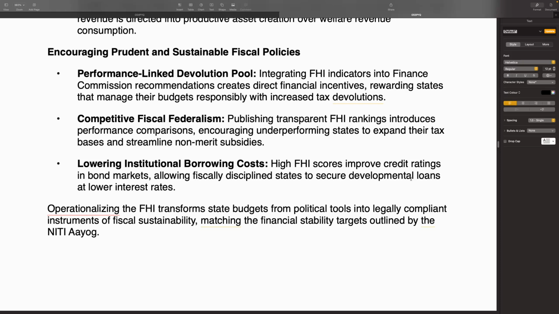Lowering institutional borrowing costs: high FHI scores improve credit ratings in bond markets, allowing fiscally disciplined states to secure developmental loans at lower interest rates. Operationalizing the FHI transforms state budgets from political tools into legally compliant instruments of fiscal sustainability, matching the financial stability targets outlined by the Niti Aayog.